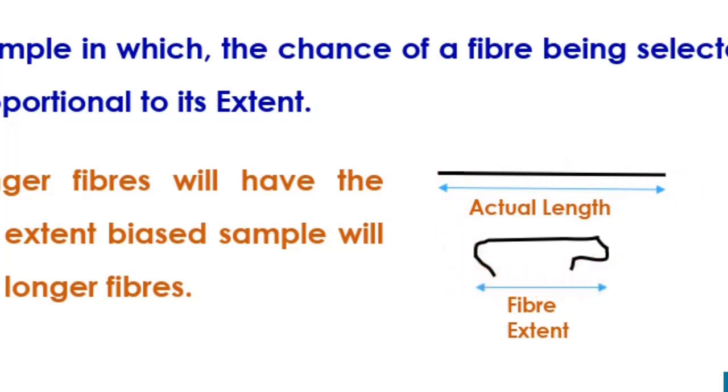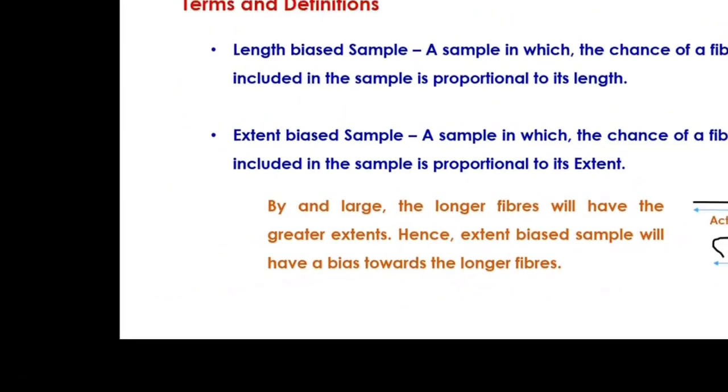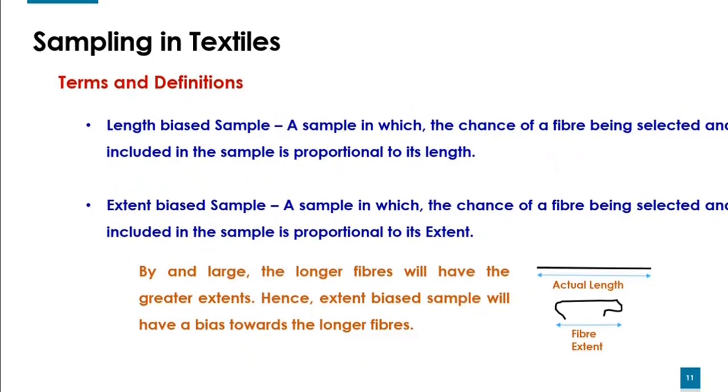While you select a sample, if you give importance to the fibers having more extent, then the sample is called an extent biased sample. Thus it is defined as a sample in which the chance of a fiber being selected and included in the sample is proportional to its extent. Obviously, the longer fibers have greater extent, and therefore an extent biased sample will have a bias towards longer fibers.